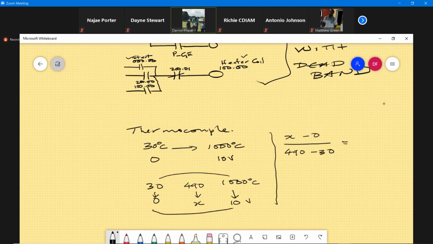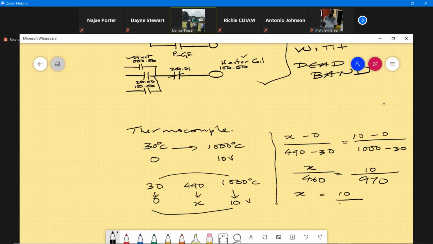10 minus 0 over 1,000 minus 30. So that is x over 460 is equal to 10 over 970. Therefore my x will be equal to 10 over 970 times 460.